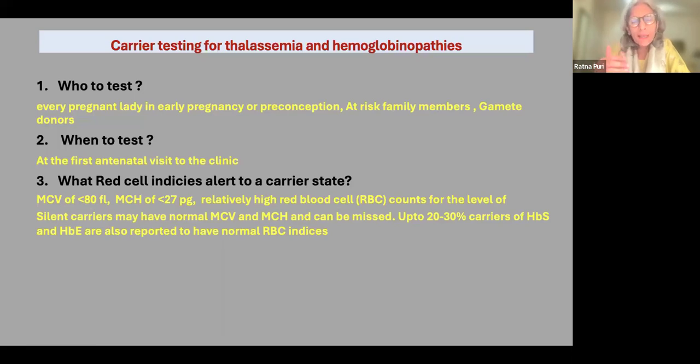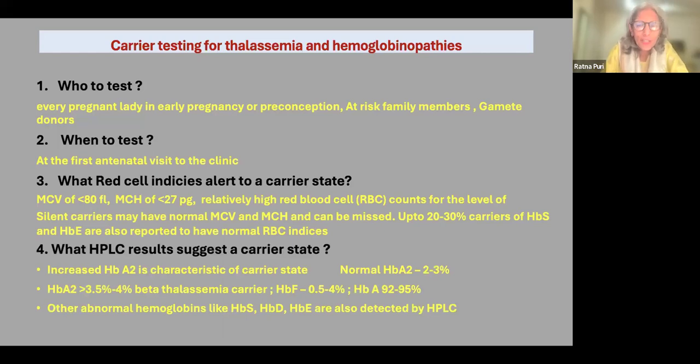Yet they are carriers when we do the mutation analysis. There is data, and a lot of data has come from the National Institute of Immunohematology and the group led by Dr. Roshan Colah. Other people there have published and told us that the silent carrier state is prevalent in India. If one partner is a carrier with the mutation identified, and the other partner has normal indices and a normal hemoglobin A2, it may be beneficial, in fact they say you should, do the mutation profile of the partner so that we don't miss a silent carrier state.